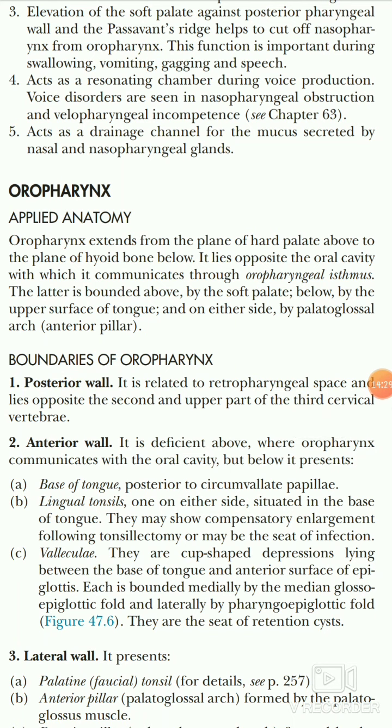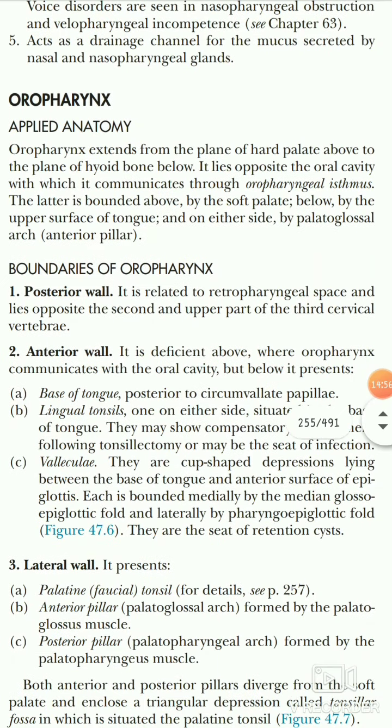Oropharynx. Applied anatomy. Oropharynx extends from the plane of hard palate above to the plane of hyoid bone below. It lies opposite the oral cavity, with which it communicates through the oropharyngeal isthmus. The latter is bounded above by the soft palate, below by the upper surface of the tongue, and on either side by the palatoglossal arch, anterior pillar.